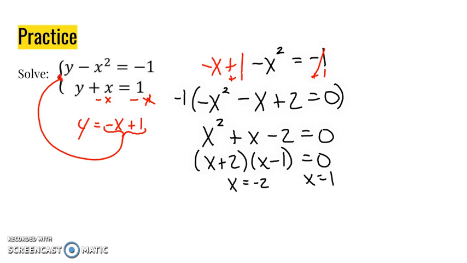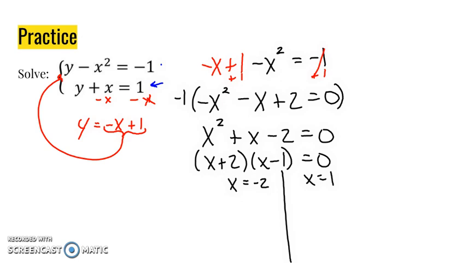Now, I don't know if you guys have picked up on this yet, but when we're solving systems of nonlinear equations, you may not have just one point where they intersect. In fact, in this case, we're going to have 2 points of intersection. So I found 2 different x values, and now I need to find the y value for both of those. I'm going to plug back into one of my original equations, probably the linear one so I don't have to deal with any squares.